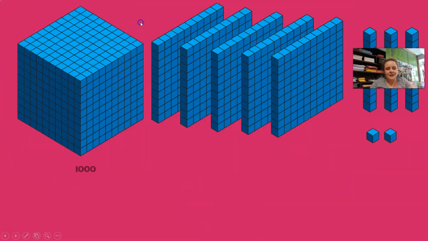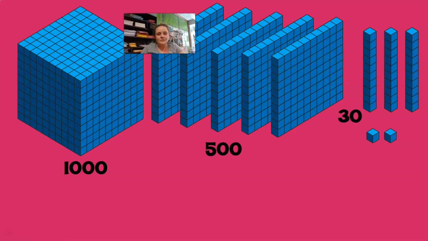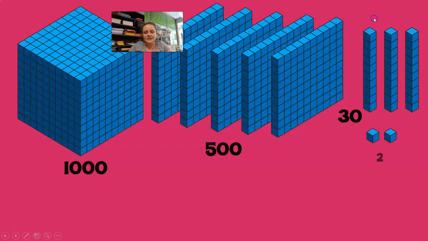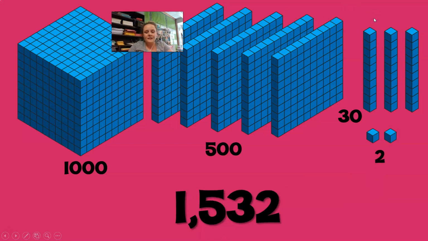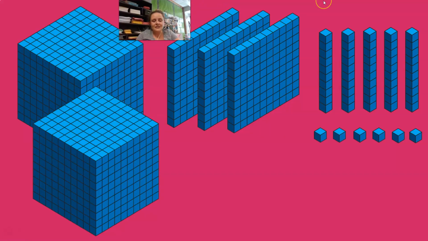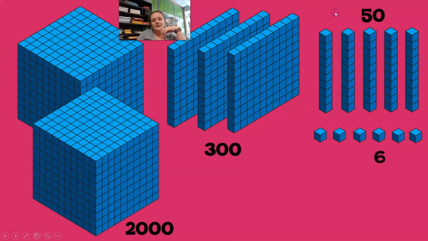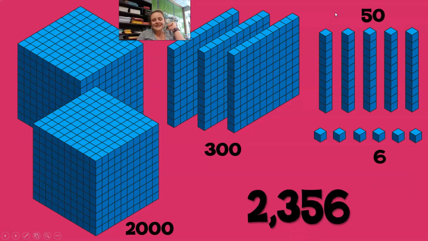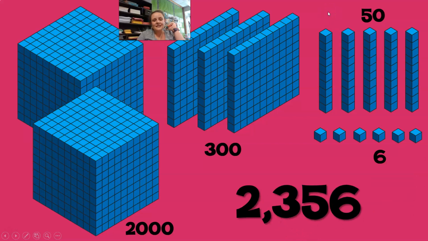How about this one? 1,530. And our units are 2. Smush it all together, 1,532. Okay. Take a look at this one. Yeah, we've got 2,000s, 350. How many units do we got? 6. Smush it all together. What's our number? You got it, 2,356. So this is just showing you what each of these numbers mean.